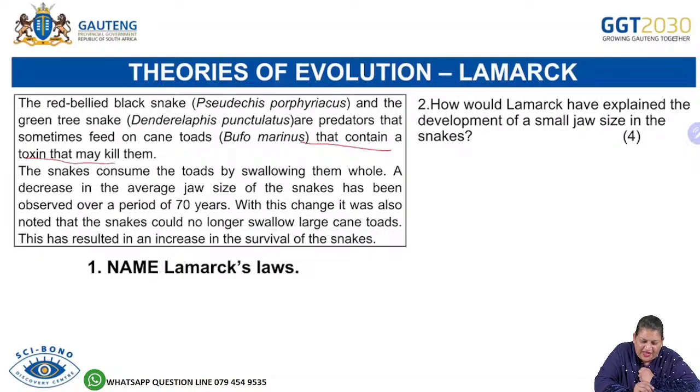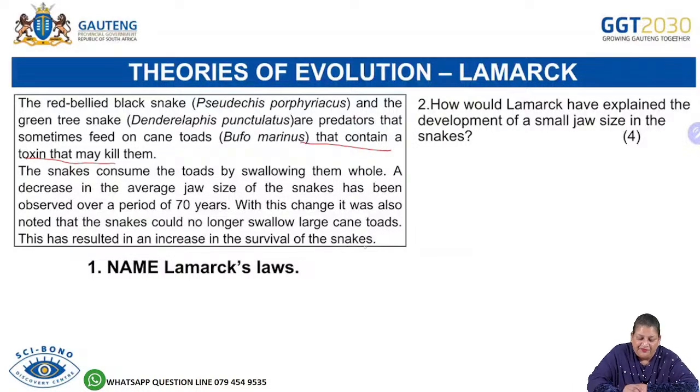Read this part here now. The snakes sometimes feed on cane toads, and that's the scientific name of the cane toad, Bufo marinus. But these toads contain a toxin that may kill them. The toads had a poison, so if the snakes ate them, the snakes would die. You see? So the snakes were eating these toads and they were dying. That means eventually the red-bellied snake and the green snake would become extinct. But over time, what has happened? The snakes consume the toads by swallowing them, and a decrease in the average jaw size of the snakes has been observed over 70 years. With this change, it was also noted that the snakes could no longer swallow large cane toads. This has resulted in an increase in the survival of the snakes.